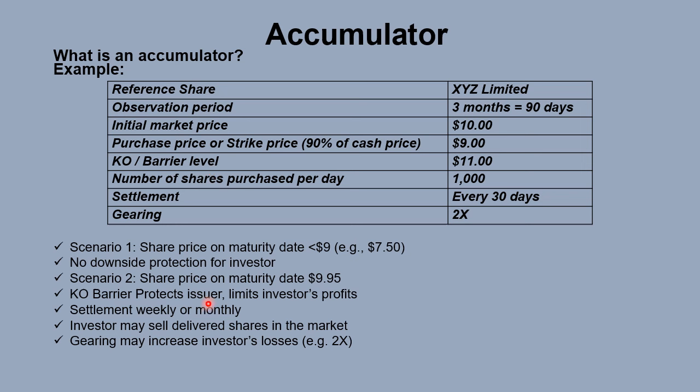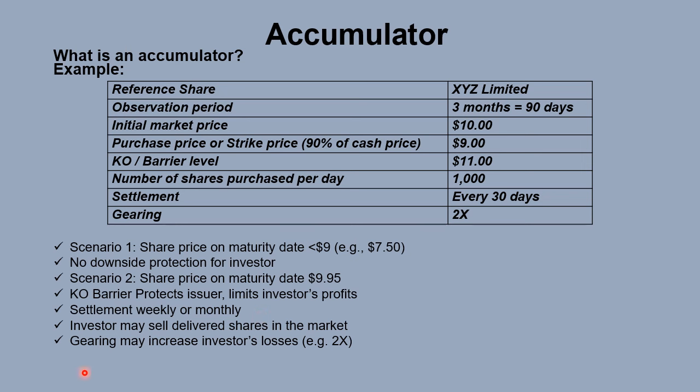It will continue to live and the investor may get to accumulate more shares if the price cools off to below $11, which is the barrier level. The periodicity of the settlement may vary. For example, the asset price may be observed daily and the asset may be delivered monthly, based on the number of days the asset price remains below the KO barrier. Once the shares are delivered to the investor, he may sell them in the market.